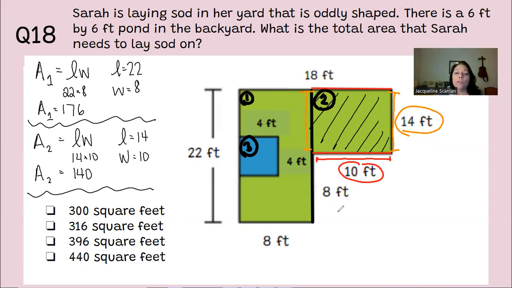All right, so I'm going to come over here to the bottom because that's where I have some room. And now I'm going to find the area of shape number 3. Now in this case, I would normally call this length times width, but watch what we're going to bump into. In this third shape right here, our length and our width are the same. That's why they're telling us that, and in this case, it says 6 foot by 6 foot, but my numbers say 4 feet by 4 feet.